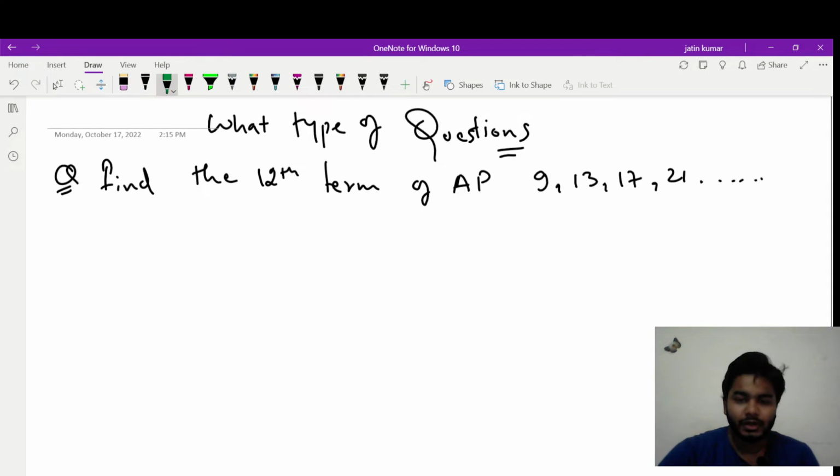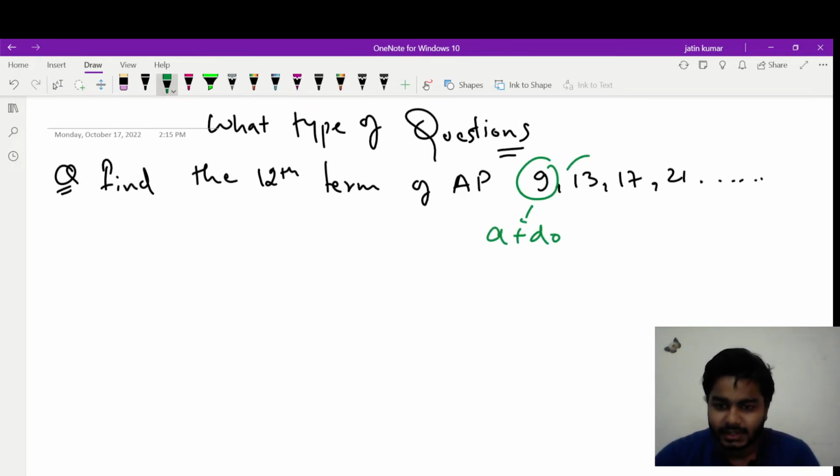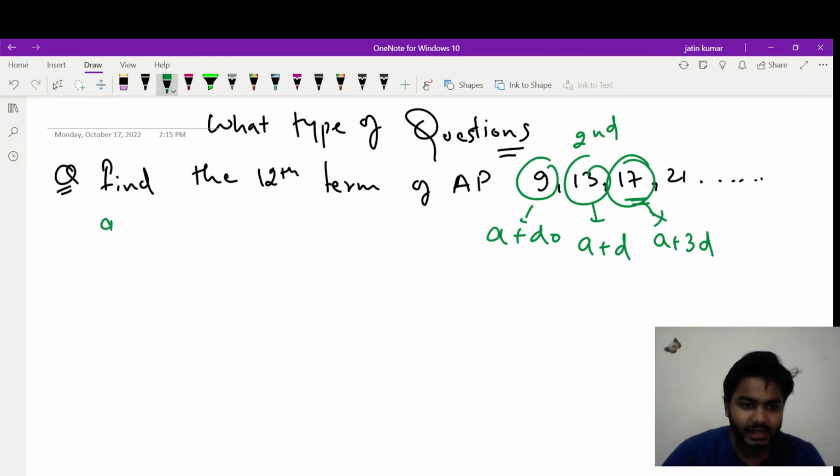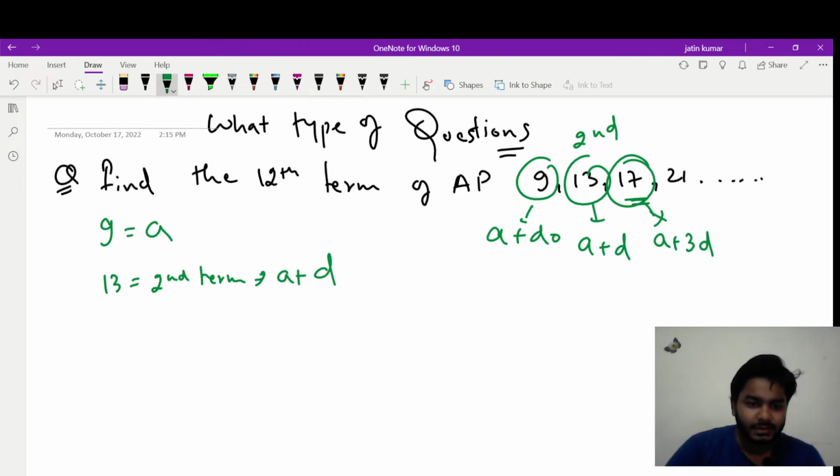So I have already told you that 9 is the first term, so a plus d into 0. 13 is the second term, and the second term we can write as a plus d, d into 1. Here 9 is a, and the second term 13 we have written as a plus d. And the third term is 17, and we will write it as a plus 2d. This is the third term.